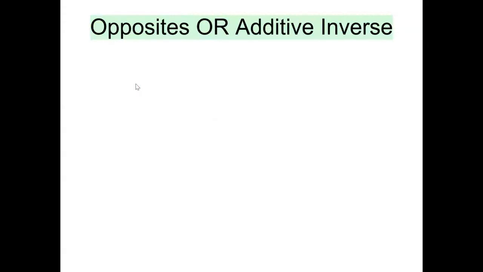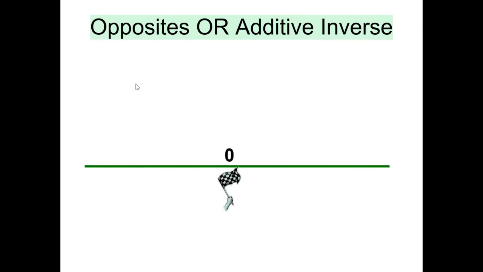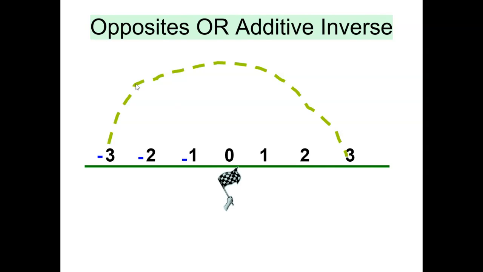Let's talk about the opposites or additive inverse. To explain this one, I'm just going to use a number line. On the right side of the number line, I have the positive numbers, and on the left side, I will have my negative numbers. We already know that these are the integers. We just learned that. What I mean by opposite is that they're equal distance from 0.